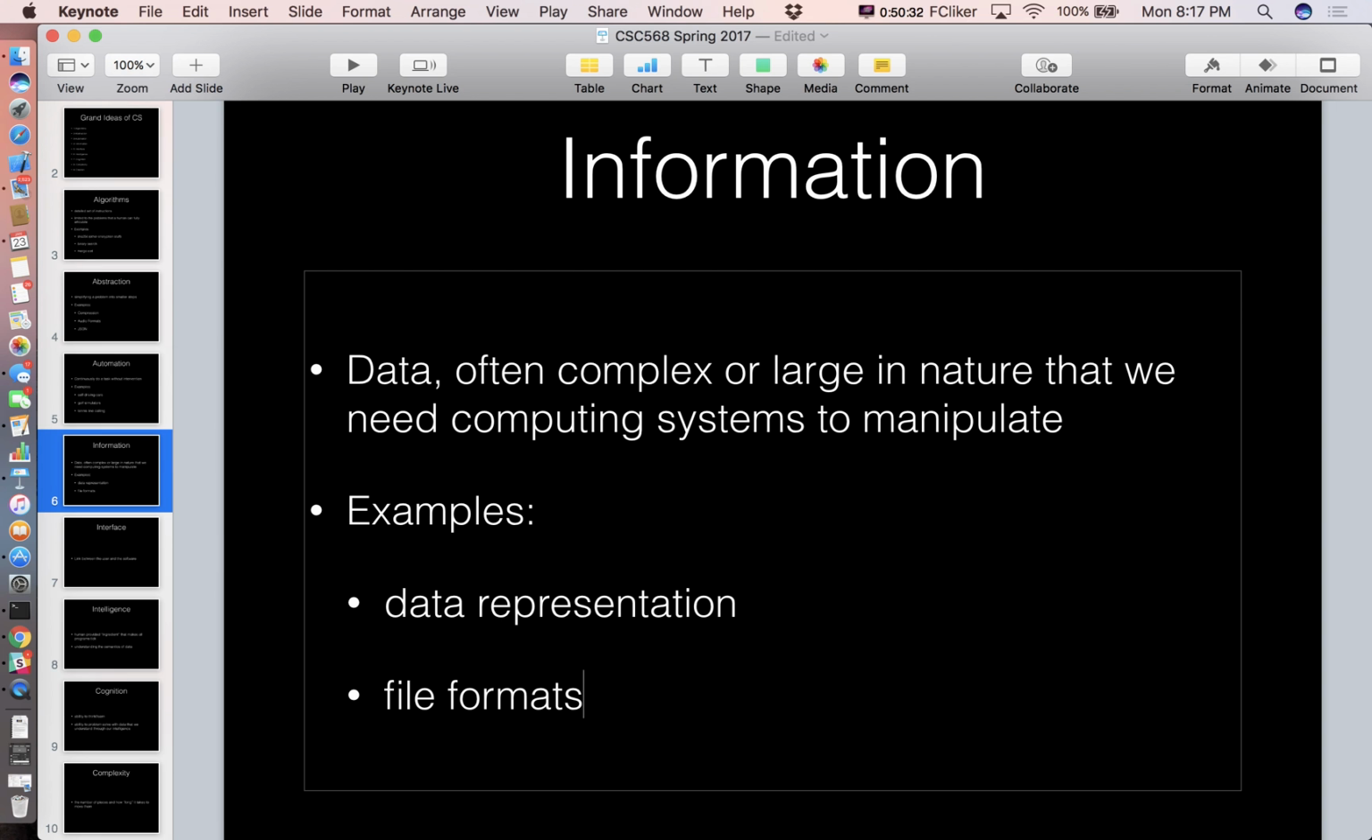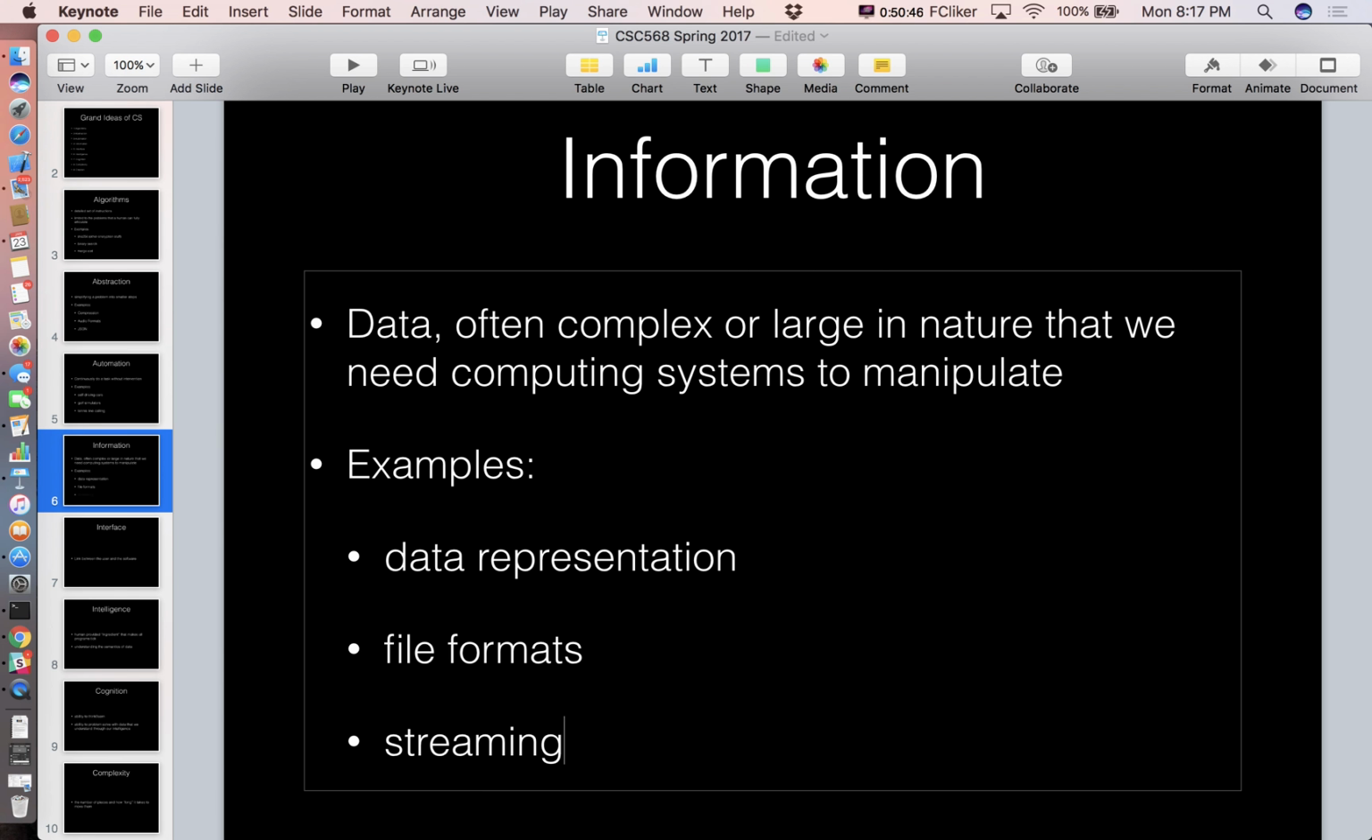So you could look at proprietary file formats versus open file formats. Anything else with information? You could also do streaming. Streaming technologies would certainly fit into this category, which then brings things like compression right back in. You know, so pretty easily we're starting to see here that all these ideas are really related.